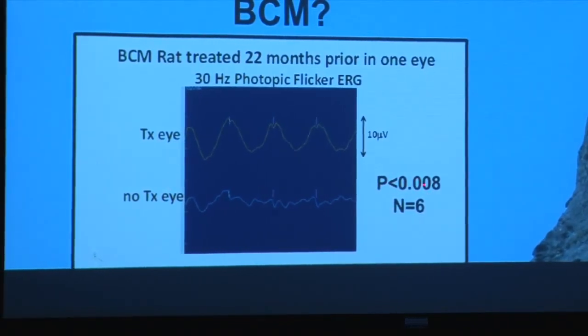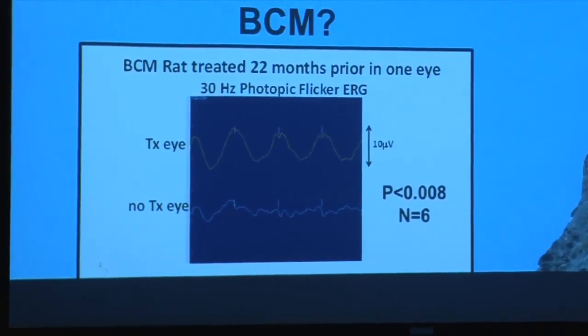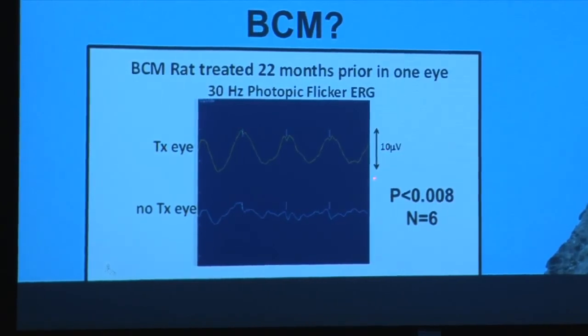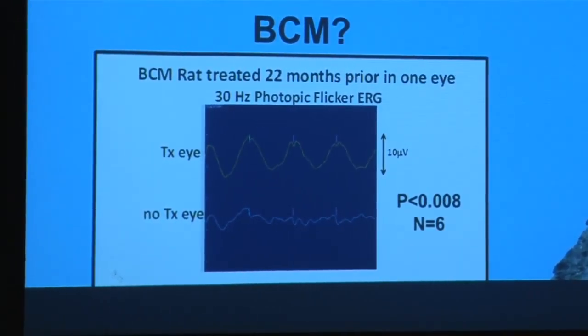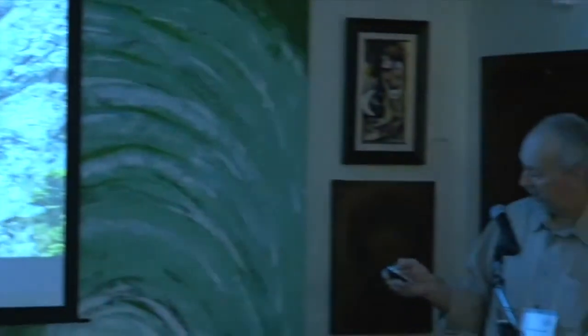The p-value is 0.008 over 6 treated eyes in 6 different animals. So we think that there is going to be a behavioral improvement when we can get around to doing that. It's difficult from 7,000 miles away, but we're getting there. So basically we can maybe change the 4 species and 4 genetic forms to 5 species and 5 genetic forms, if you will. So basically, what's next?